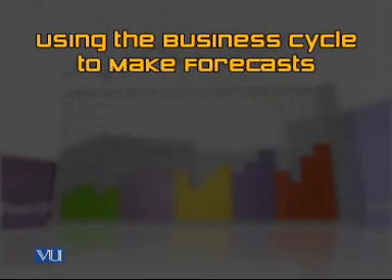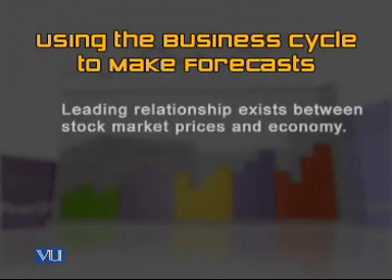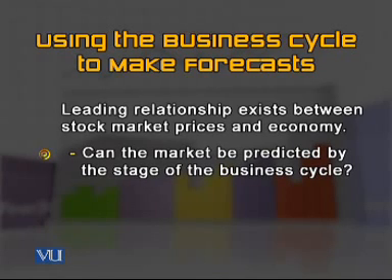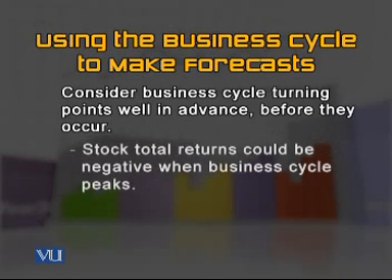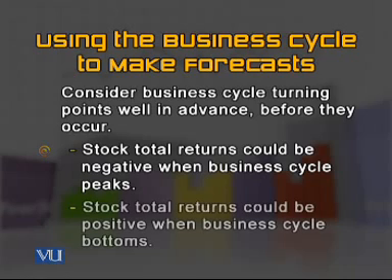Now, using the business cycle to make forecasts, we understand that there is a leading relationship that exists between stock market prices and the economy. Can the market predict it by the stage of the business cycle? We consider business cycles as turning points well in advance before they actually occur, which would mean that total stock returns could be negative when business cycles peak or positive when business cycles bottom. The art is trying to find the nearest tops and bottoms, and positives and negatives, in business cycles so that we can make gainful investments.